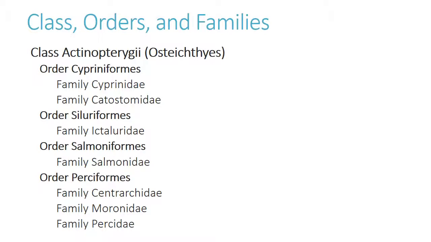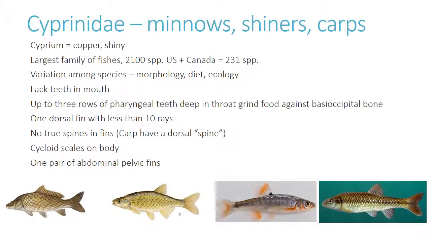So all of the fish that we're focusing on are in the class Actinopterygii. It used to be called the class Osteichthyes. These are the bony fish, the ray fin fish. There's 4 orders that we're going to look at in this class. There's more than 4 orders total, but we're going to focus on these. And then within those 4 orders, we're going to look at 7 different families. So we'll go through those 7 families.